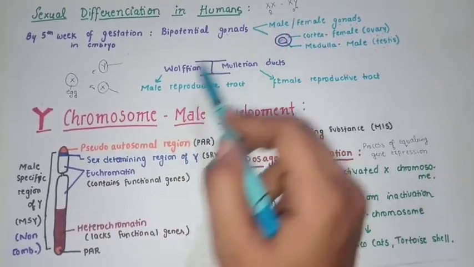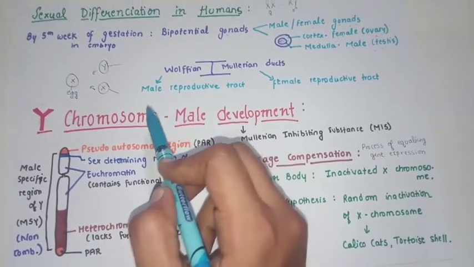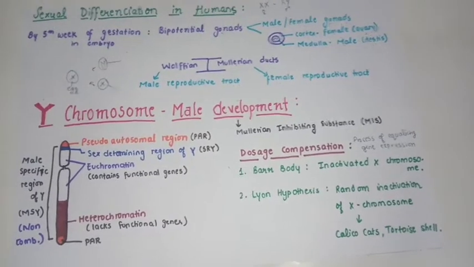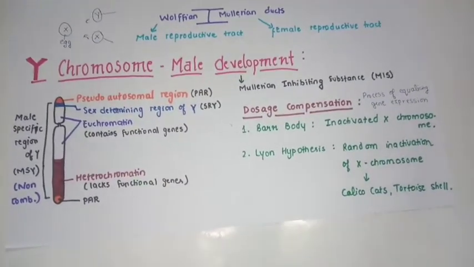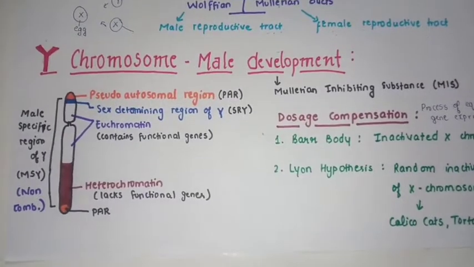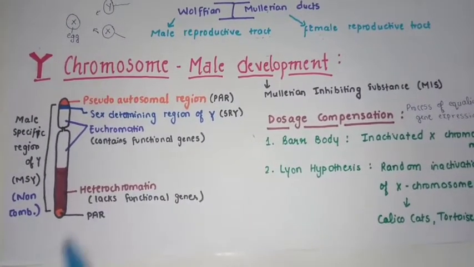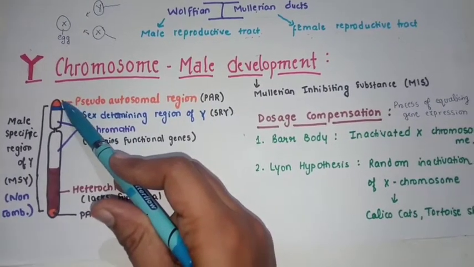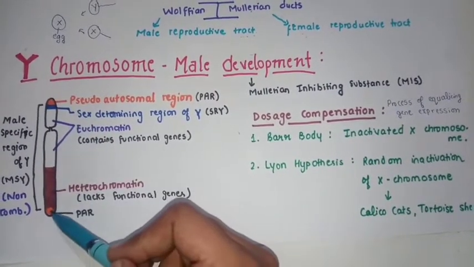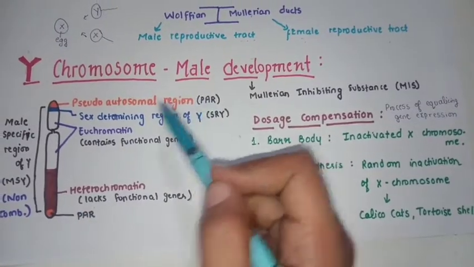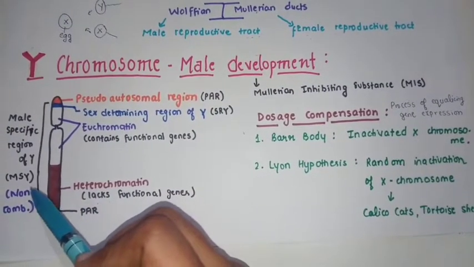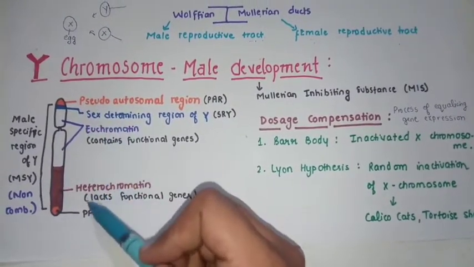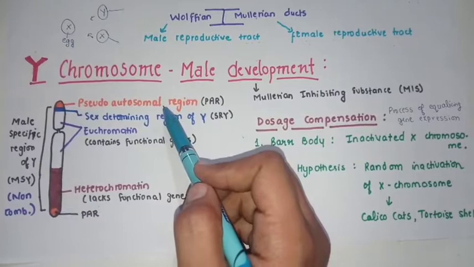We will discuss the Y chromosome in detail, specifically which segment of the Y chromosome leads to the development of a male child. Here is the structure of the Y chromosome, in which different regions have been shown. In the Y chromosome there are regions on both ends which are called pseudo-autosomal regions. These regions share homology with the X chromosome, so they are the homologous regions to the X chromosome.